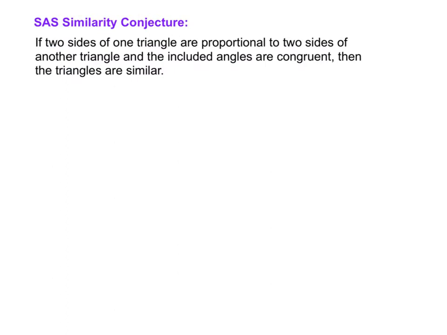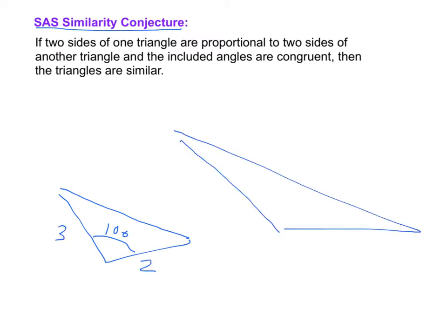So now we have the SAS Similarity Conjecture, which says that if two sides of one triangle are proportional to two sides of another triangle, and the included angles are congruent, then the triangles are similar. So if we have a triangle here, say this is 100 degrees, this is 3, and this is 2, and we have another triangle here, this is also 100 degrees, and this is 9, and this is 6, then we can say that these two triangles are definitely similar.